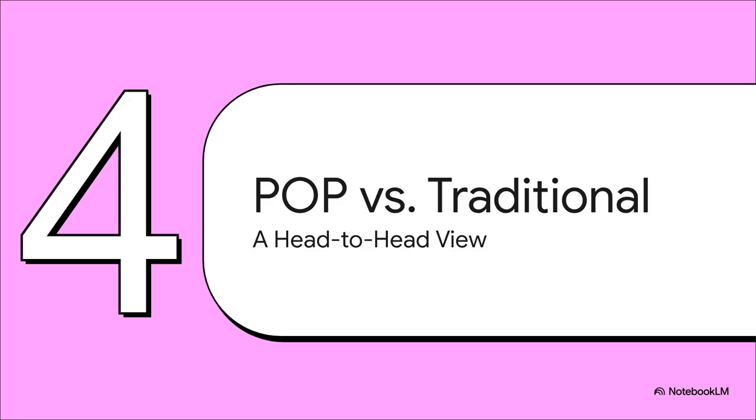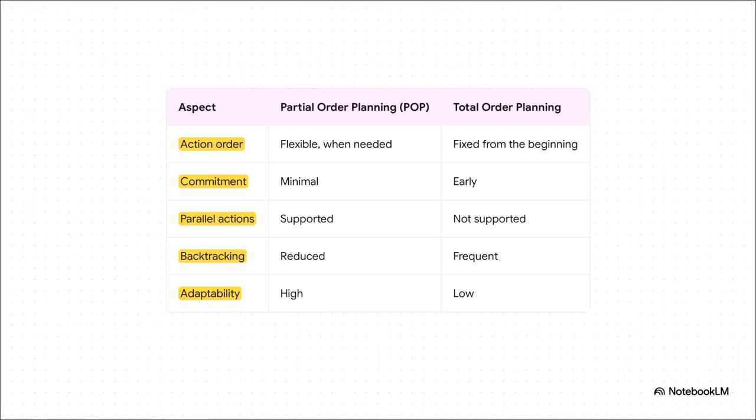Now that we've seen the nuts and bolts of how POP works, let's put it right next to the old school method. You'll really see the difference when they're side by side. And yeah, the difference is pretty stark, isn't it? With POP, the action order stays flexible. You have minimal commitment, and doing things in parallel is just naturally part of the deal. All of that means way less backtracking and much higher adaptability. Meanwhile, traditional planning is fixed, it commits way too early, and it's super rigid. And that's exactly what makes it so fragile in complex, real-world situations.